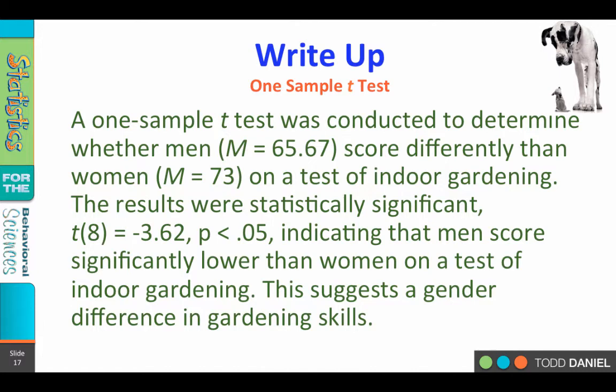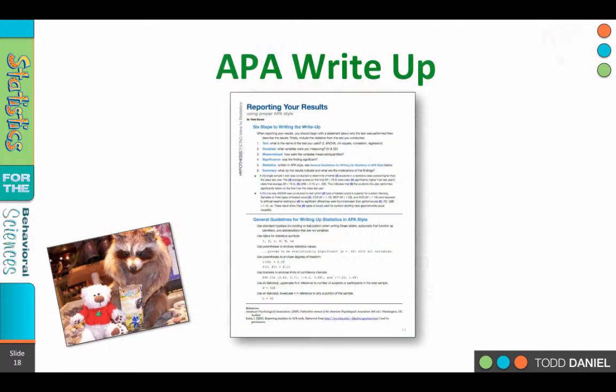Here are some guidances for how to do this write-up in APA style. You'll find them on page 11 of the Bear handout under Reporting Your Results using proper APA style. And I give you 6 steps to writing up your write-up. If you follow those steps, you will be sure to include everything that you need for an APA style write-up.